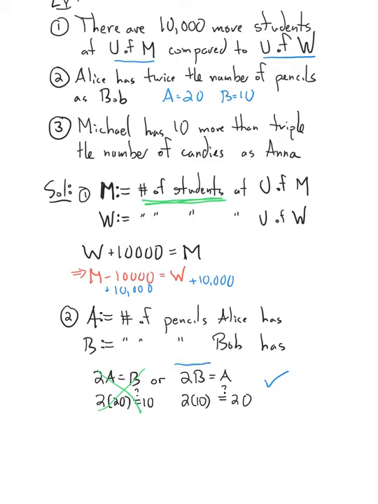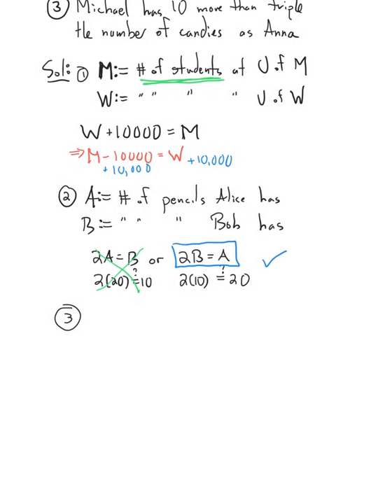So the correct expression for Alice having twice the number of pencils Bob has is 2b equals a, or a equals 2b. However you have it arranged on the left-hand side or the right-hand side, doesn't really matter. You can swap over left-hand sides and right-hand sides of equality willy-nilly, and it's no big deal. And the third one.